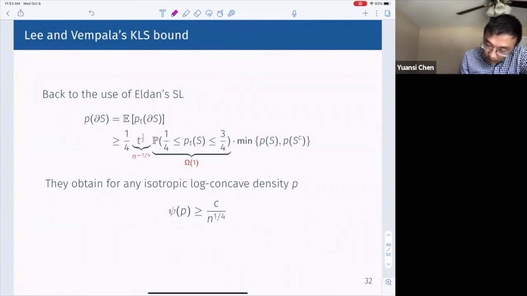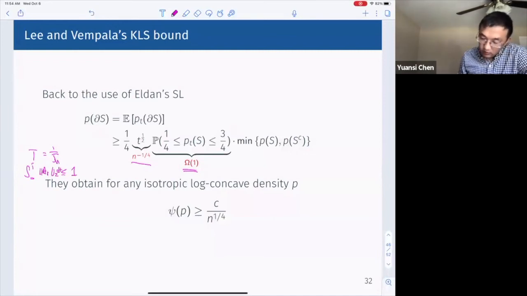So t to the 1/2 appears here, and you run it to t equal to 1/√n. You get n to the -1/4 here. This part you control is of order 1 because you have controlled the integral from 0 to t, the spectral norm of A_t is less than 1. Right, so combining these two controls together, you get an isoperimetric inequality of constant over n to the 1/4. Okay, any questions about this proof?